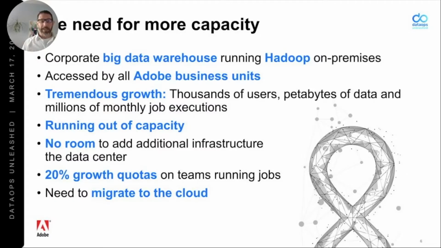As those business units have grown, as the number of employees across the company has grown, we've seen significant challenges in keeping up with that growth. Today in our platform, we have thousands of users, we have petabytes of data, and literally millions of monthly job executions. The biggest challenge is that we're simply running out of capacity. We don't have any more room in the data center after this year to deploy any additional infrastructure. We've just literally reached our limit. Given all of these challenges, it became abundantly clear that we really need to migrate to the cloud.